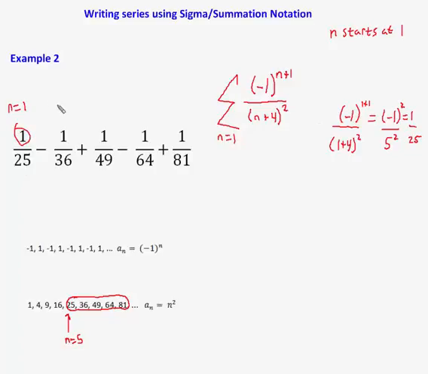At the end, this would be n equals 2, n equals 3, n equals 4, n equals 5. So we need to end at n equals 5. When someone replaces n with 5, just as a check, they would get negative 1 to the 5 plus 1. In the denominator, replacing n with 5 would be 5 plus 4 squared.